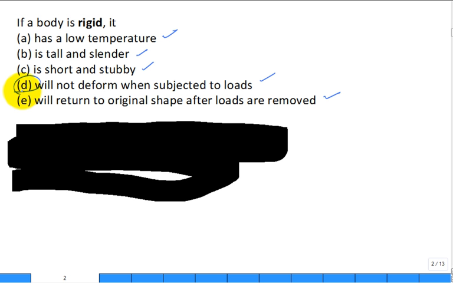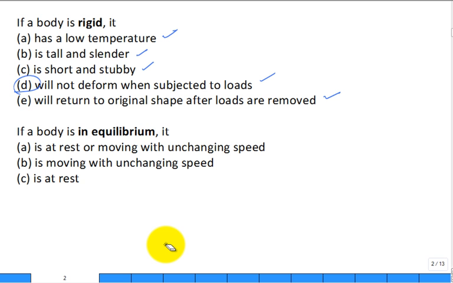It's not going to deform when we load it. Next class, they will deform. If a body is in equilibrium, does that mean it has to be at rest? No, it can be moving with unchanging speed without accelerating. So the best answer is it's either at rest or it's not accelerating.